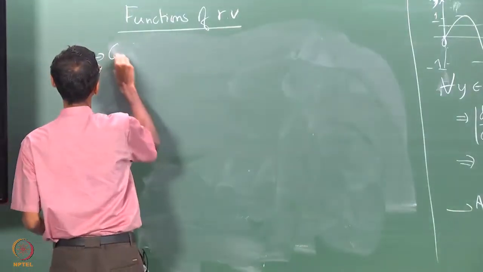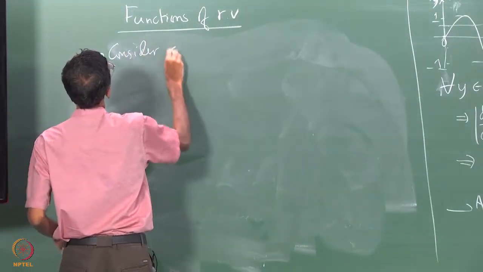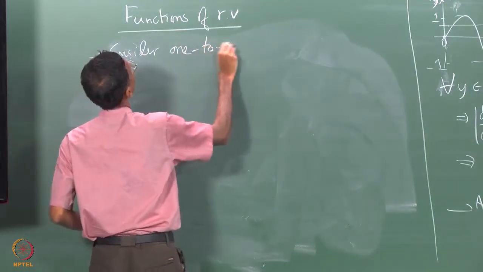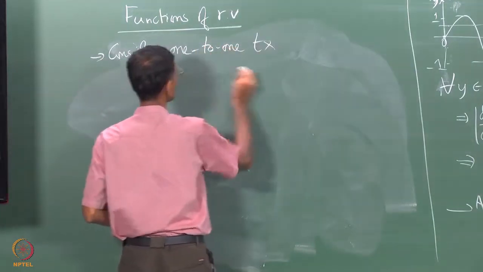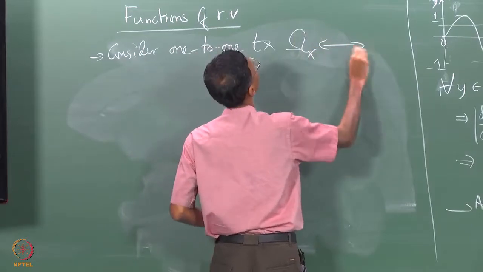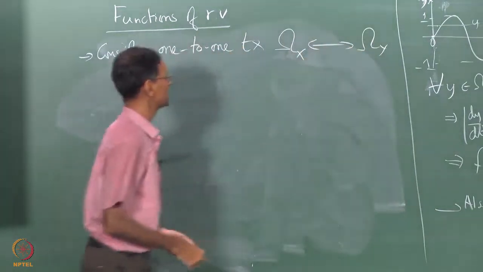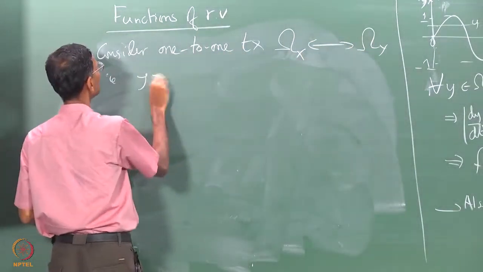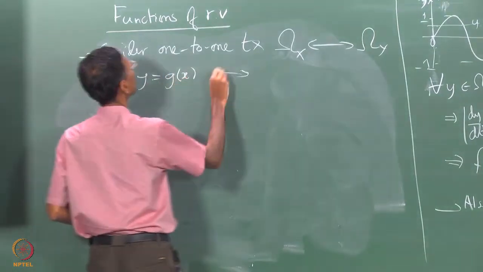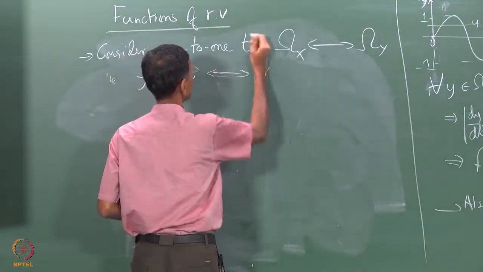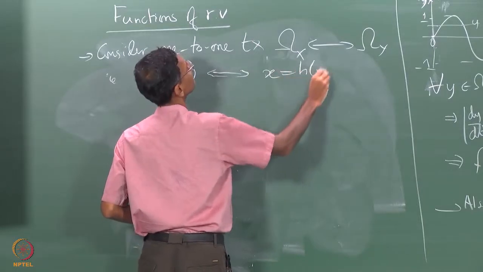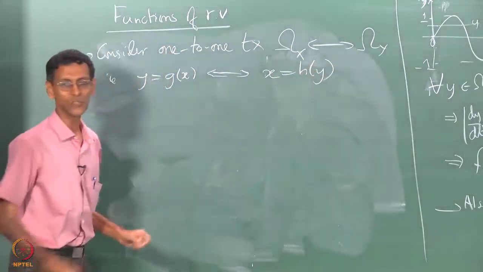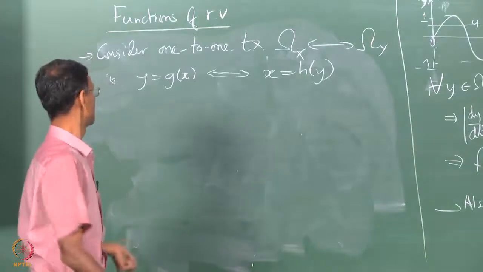So supposing, consider a one-to-one transformation T from omega x to omega y. Now I can put the arrow both ways, that is, I have y equal to g of x and I have x equal to h of y. I have both functions. This could be increasing or decreasing.